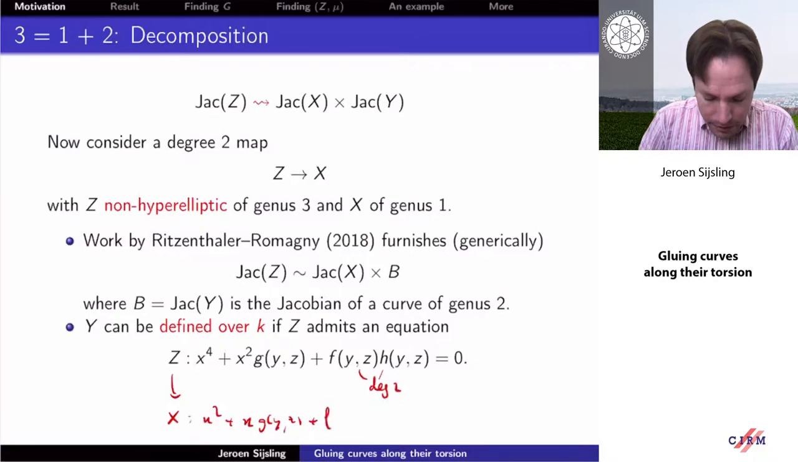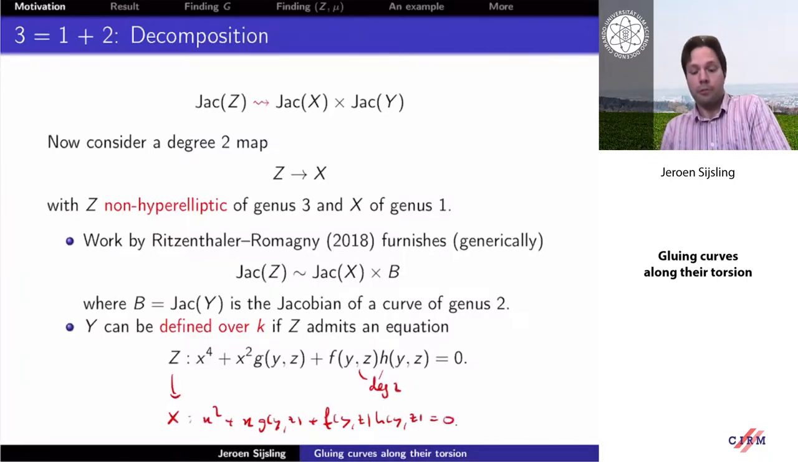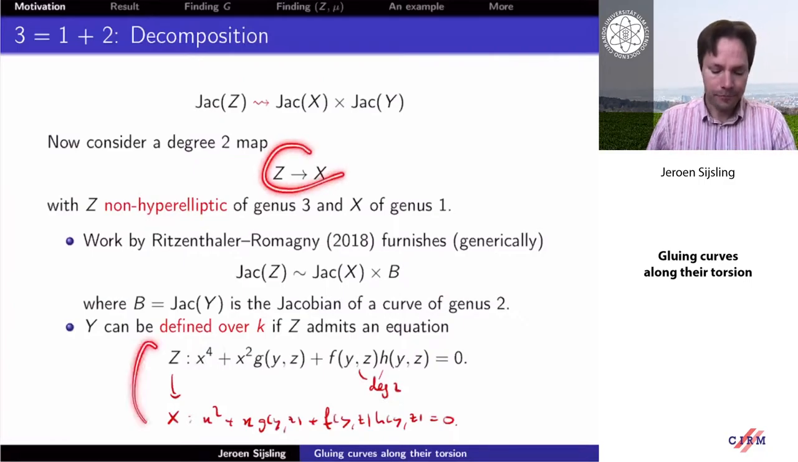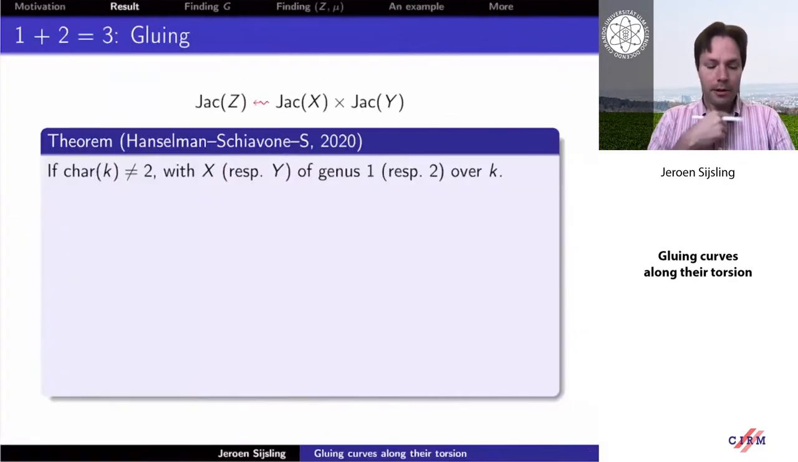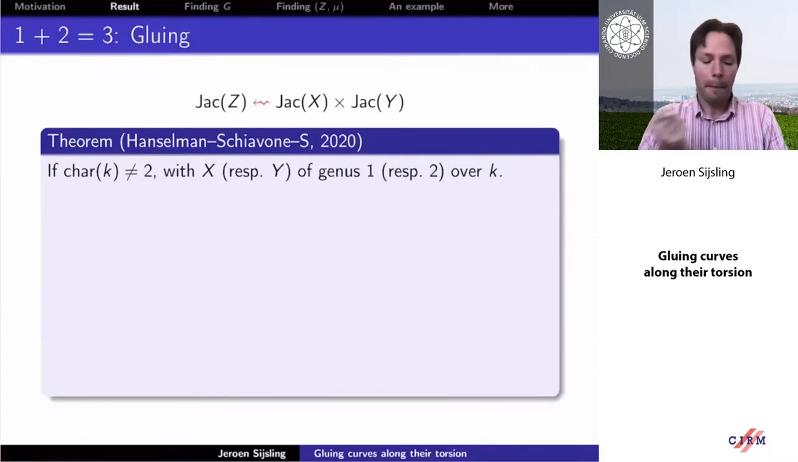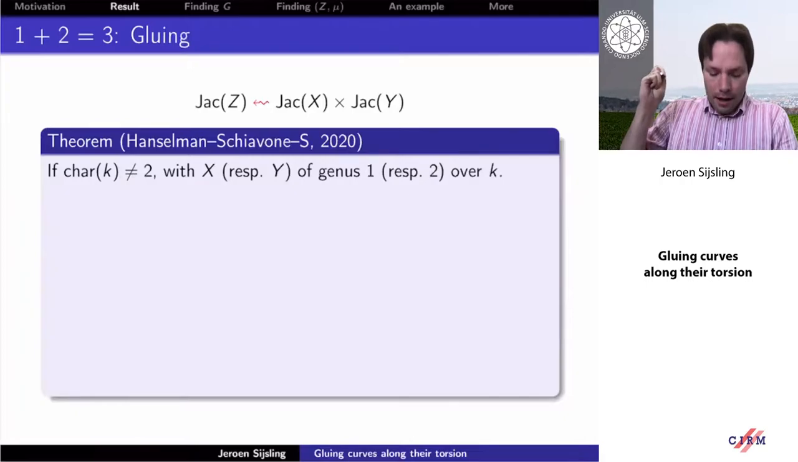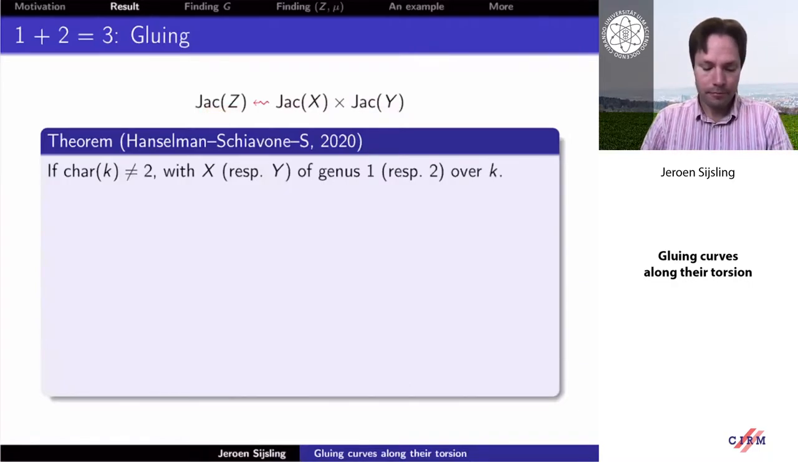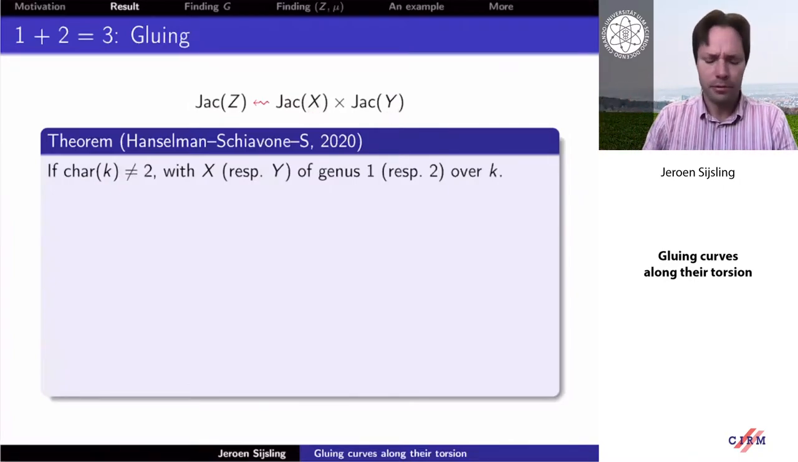And I hope that you agree that this is indeed a genus 1 curve. The reason for that is that if you complete the square, you get something of the form X squared is a quartic, and that's genus 1. So it's not very daunting to look at this. This is how they look like. Okay, now we want to go the other way, and now I can describe the result. After inverting this, you take a Jacobian of X and a Jacobian of Y, and you want to find an associated curve Z. X is of genus 1, Y is of genus 2, and I also suppose that the characteristic of the ground field is not equal to 2.